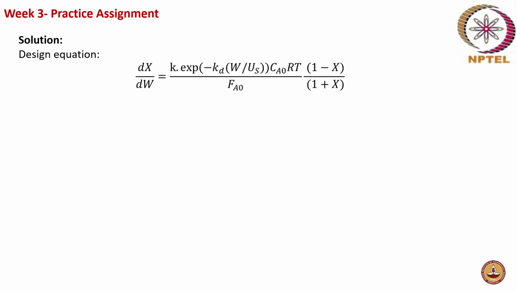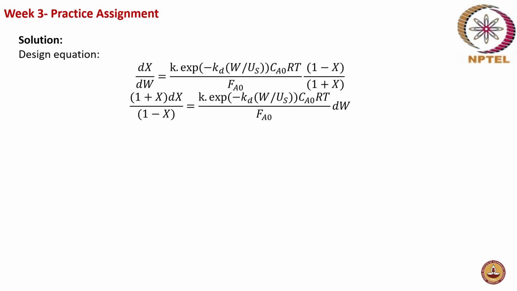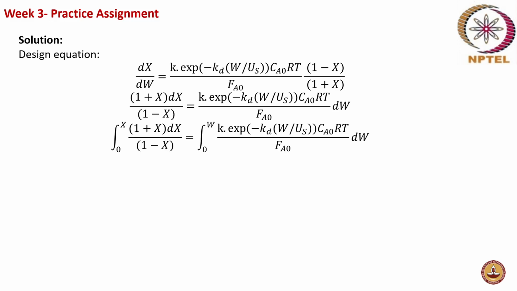Once you incorporate all the terms in the design equation, you will get an expression like this. Then I'm rewriting the expression, bringing similar terms to one side. So 1 plus x by 1 minus x into dx is equal to k into exponential of minus kd into W by US into Ca naught into RT by Fa naught into dW. Then we have to integrate from 0 to x on the left hand side and 0 to W on the right hand side.